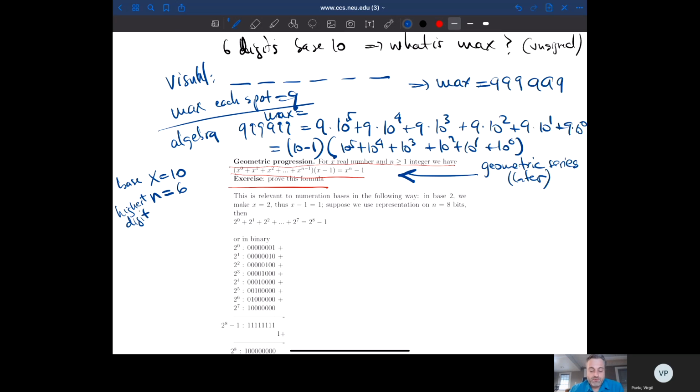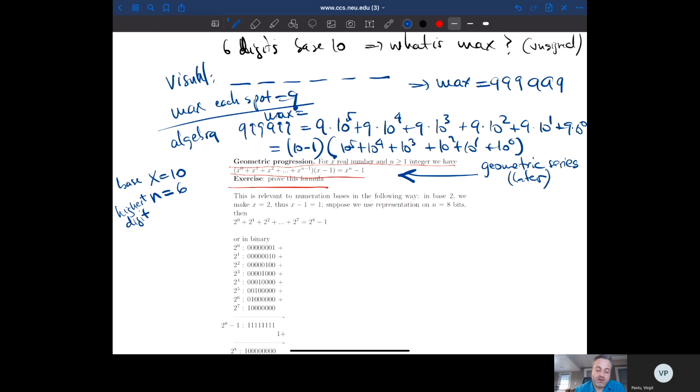So that's how you get the maximum value you can represent in algebra with this formula. You can see this x minus 1 here, it's exactly 10 minus 1. And this geometric progression here, it's exactly this in a particular case of x equal 10 and n equal 6. So there's a way to do this formula before, later in the term, we're going to get to geometric series. But until then, I'm going to do this proof right now. So let's prove this formula.